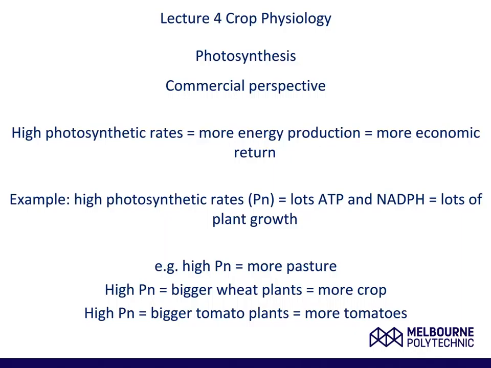Again, the higher the photosynthetic rate, the more glucose you will produce, the more energy or glucose that can then be translocated or move into your tomatoes. The more tomatoes you may have, or your tomatoes may be bigger, depending how your plant is distributing your sugars. So, in essence, the higher the photosynthetic rate, the more money a commercial grower will make.